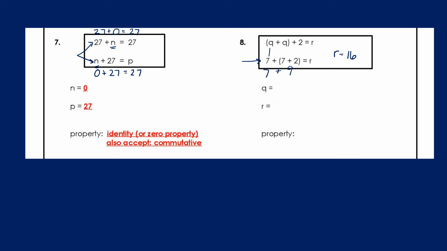Now, these two numbers are both going to be 7s. So the order of our addends hasn't changed, the grouping has. Q is going to be 7, R is going to be 16, and the property is going to be the associative property.